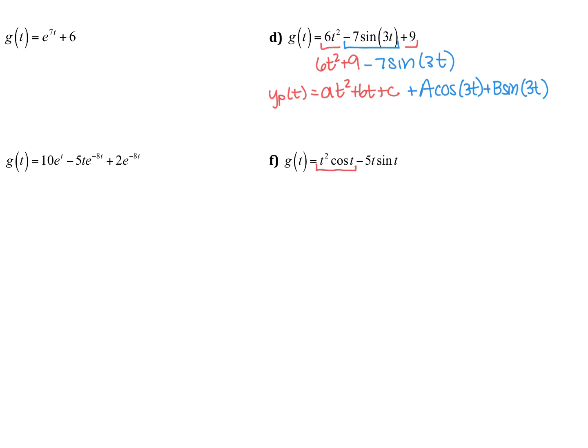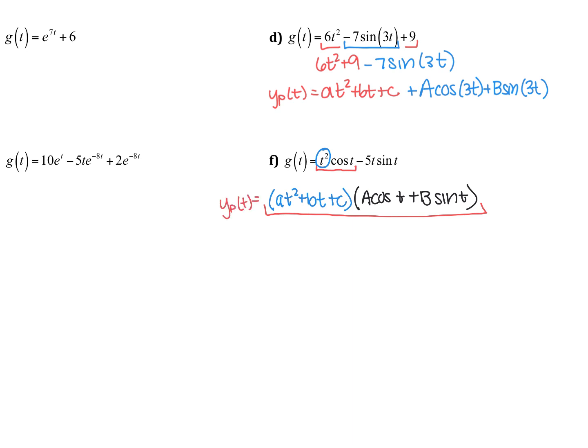So within this t squared cos t, I actually have to put a guess in for the t squared part, which would include at squared plus bt plus c. That would be the guess for the t squared. And then for the cosine of t, we would have a cos t plus b sine t. And this would be the particular solution guess for just that part.